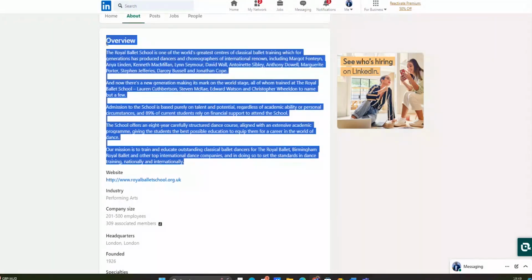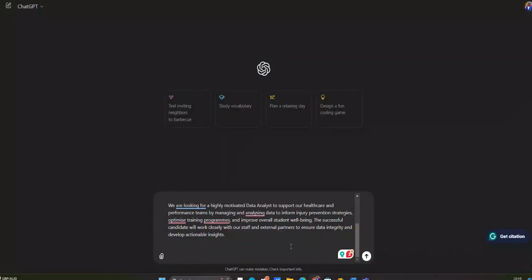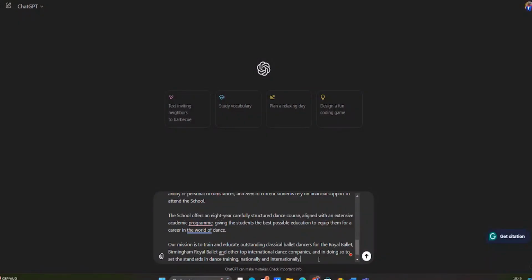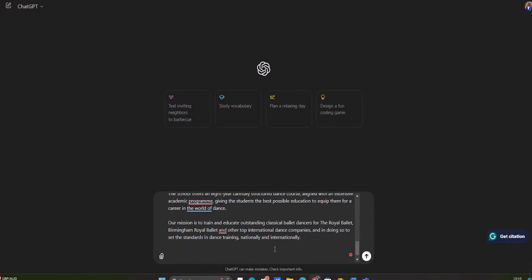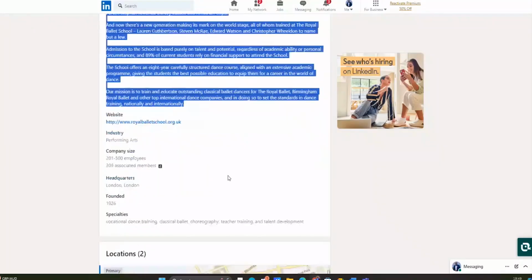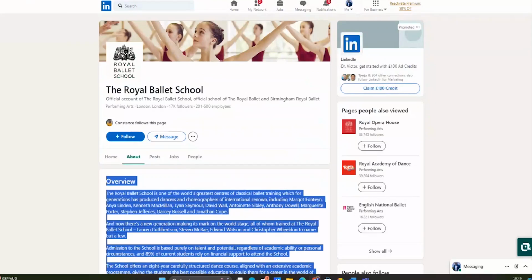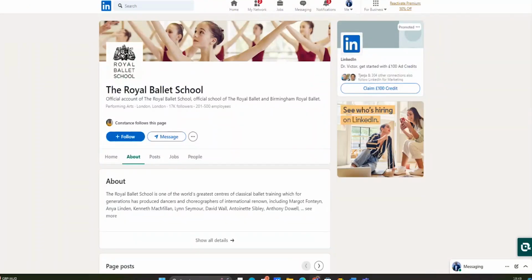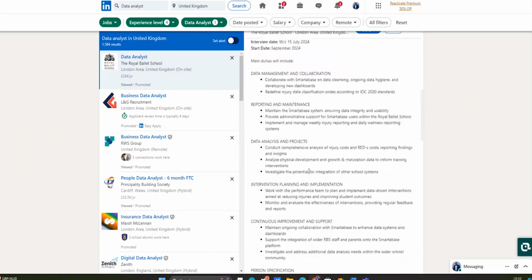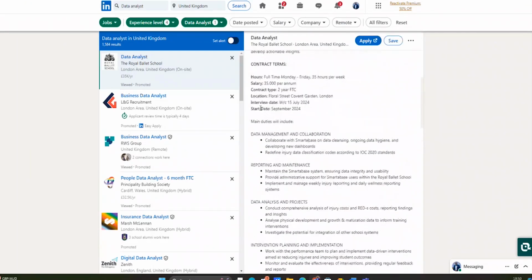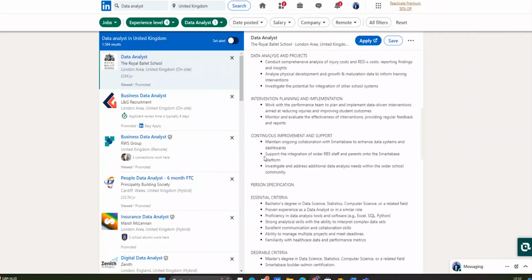And this is their overview. I'm just showing you, I'm not going to run the query or the prompt. Then you copy this and you say, yes, this is about the organization. And this is about the role. The next thing is the role you're applying to. You want to copy the job description. They are telling you these are your main duties. Well, this is what you'll be doing.